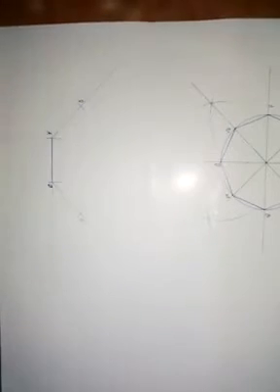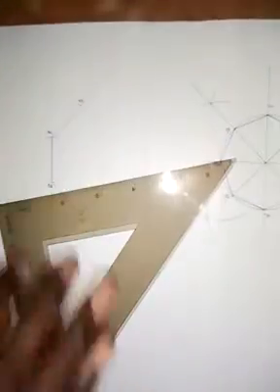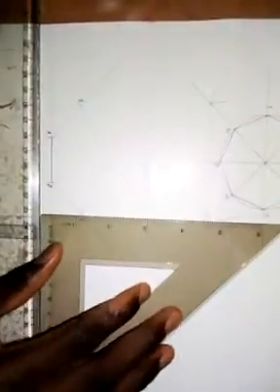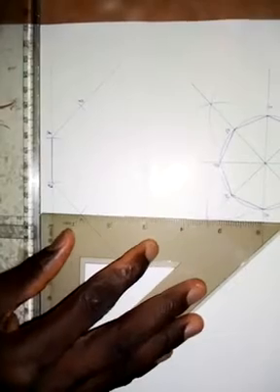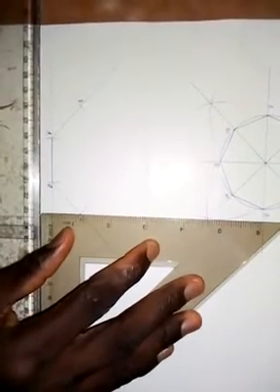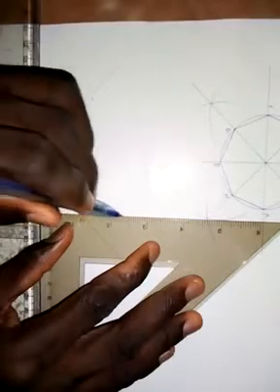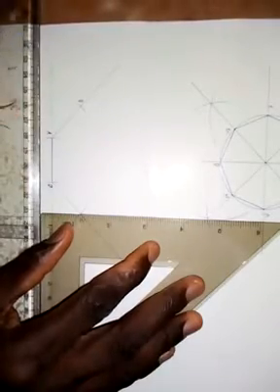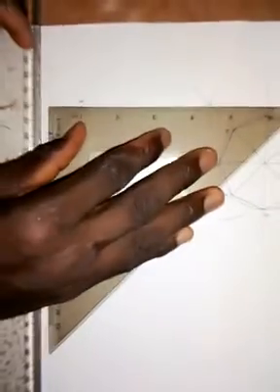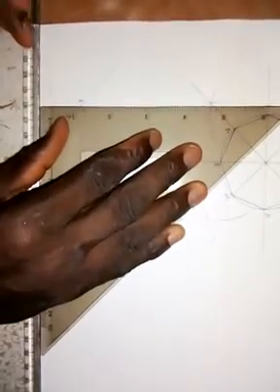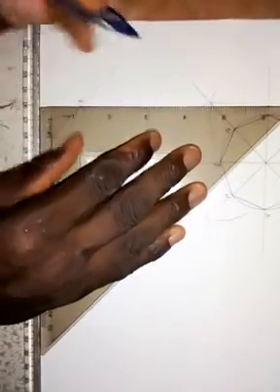The next thing I'm going to do is take my set square and put it at point C, set it like this. I want to draw a vertical line, so set at point C and draw a vertical line that goes up. Then bring it to point D, and also draw a vertical line.